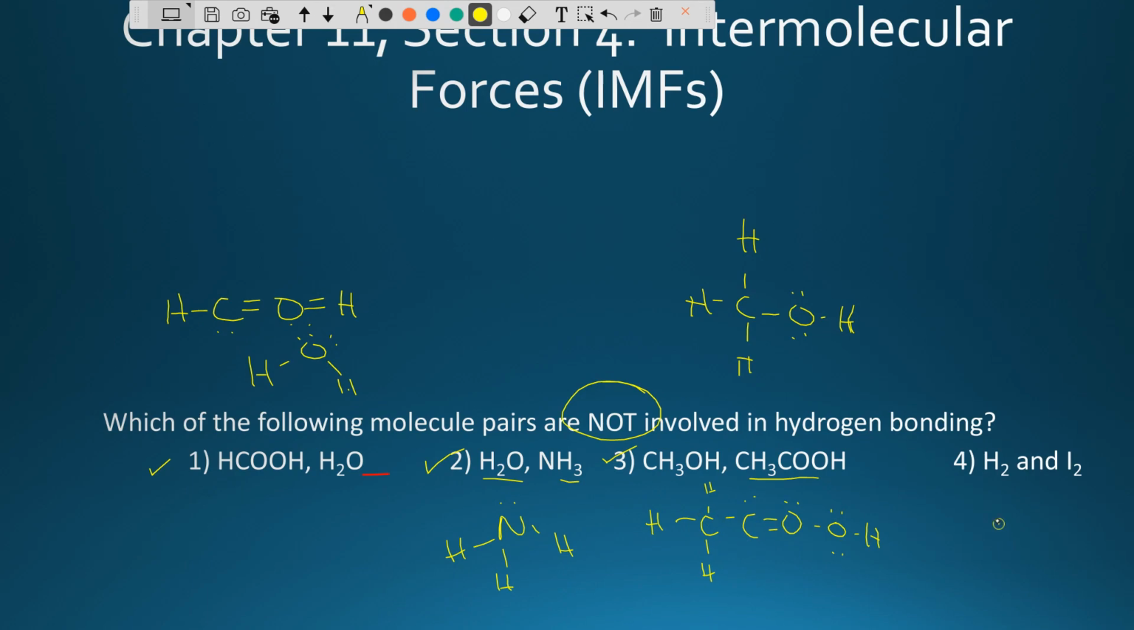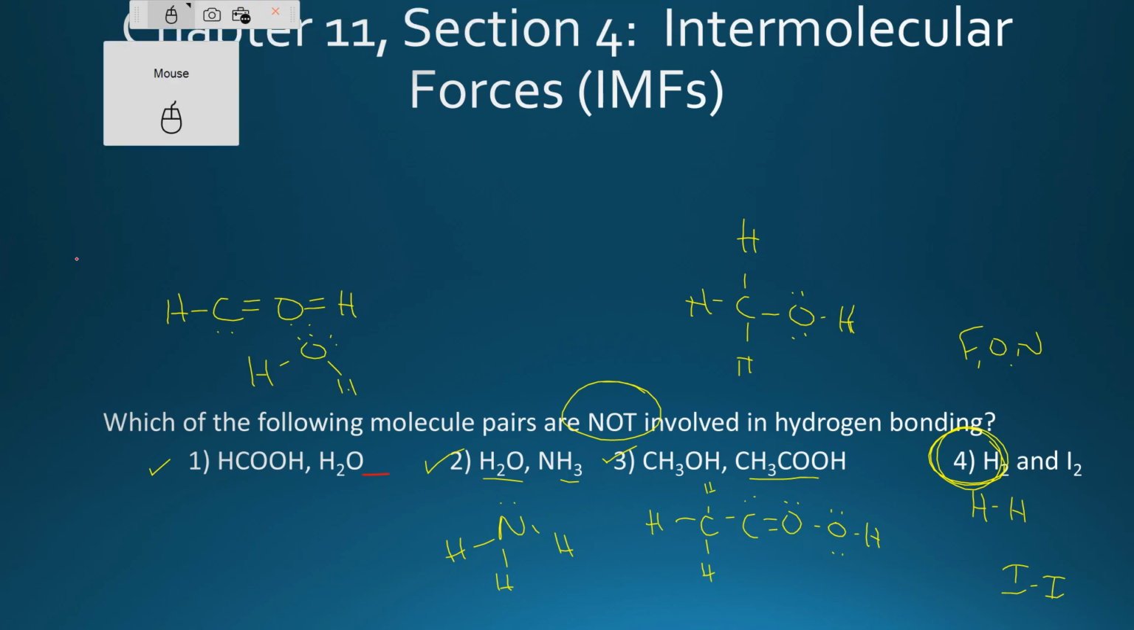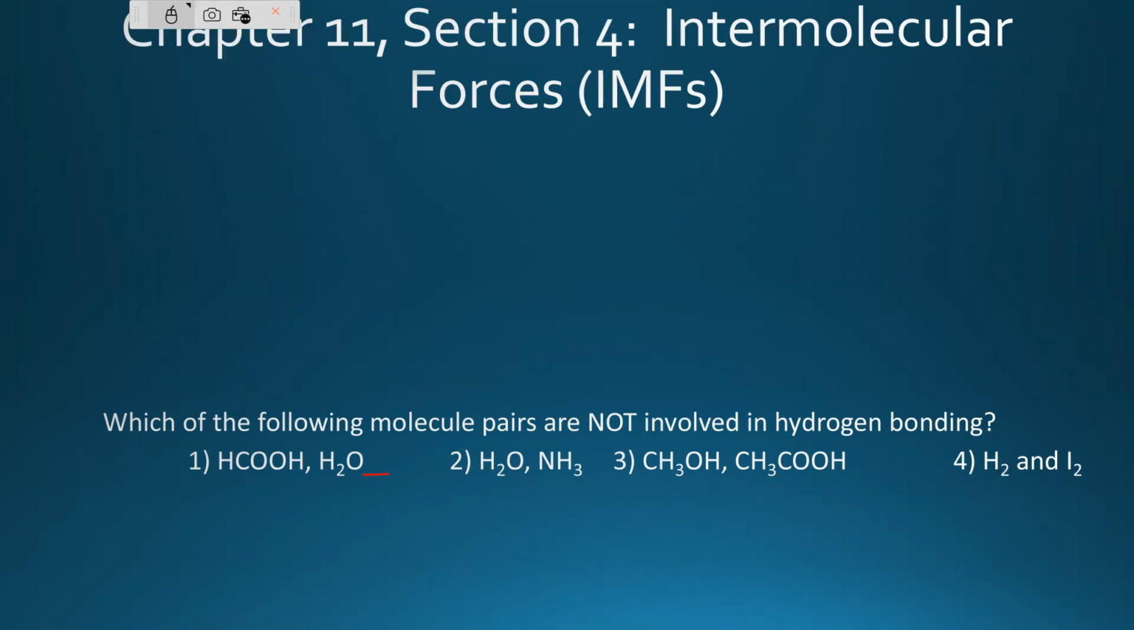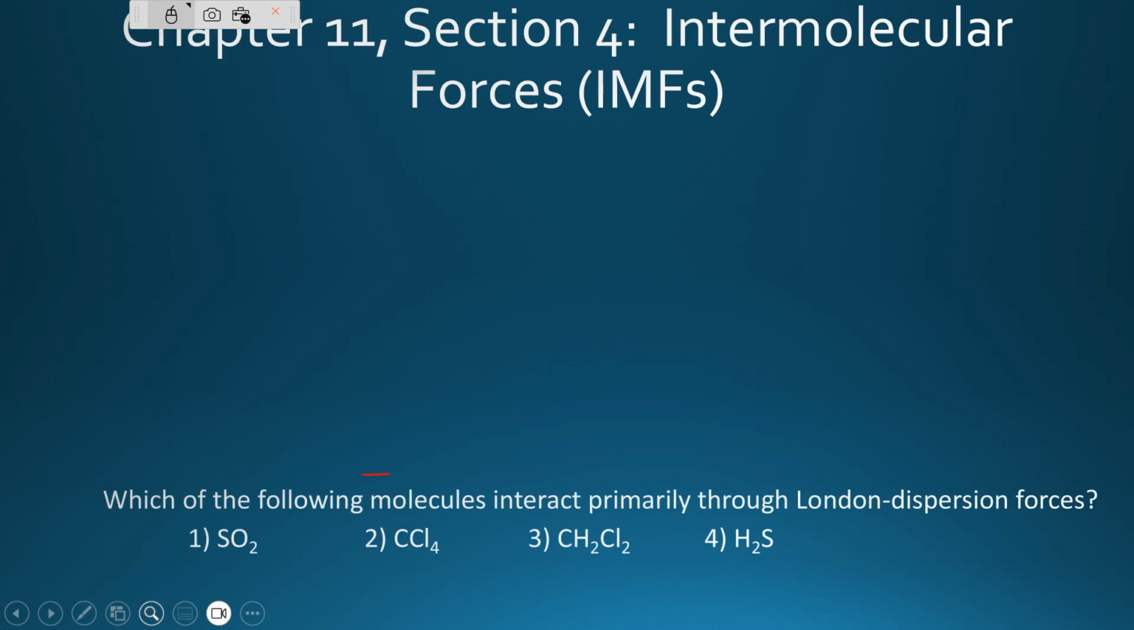Now, the last one, we see that we've got hydrogen bonding to hydrogen, and we have iodine bonding to iodine. Hydrogen bonding to hydrogen, hydrogen has to be attached to my F, O, N. So this is the example where hydrogen bonding is not found. Okay, so that's how we approach those types of questions. You've got to draw it out first.